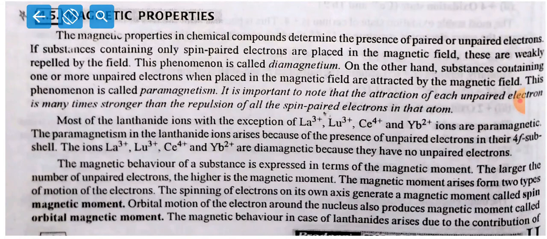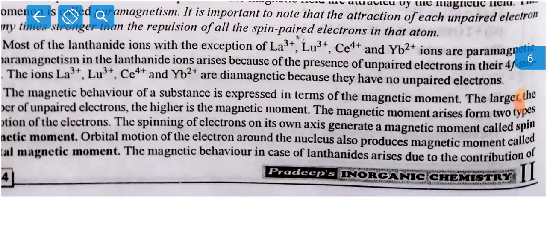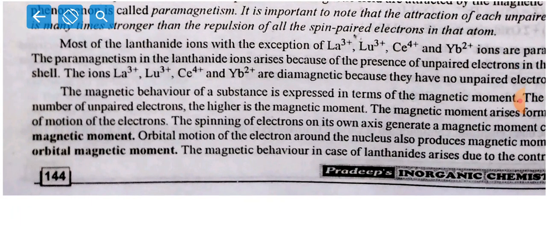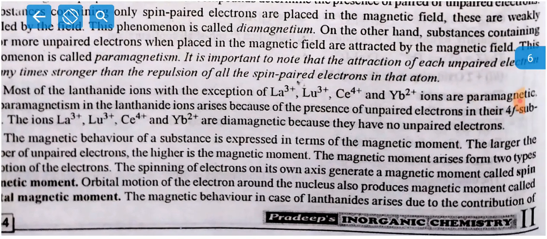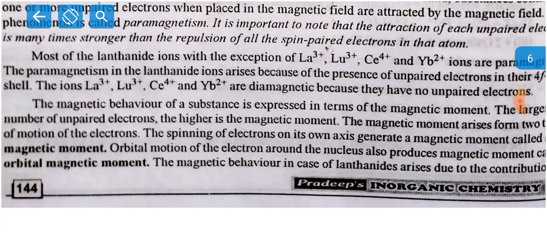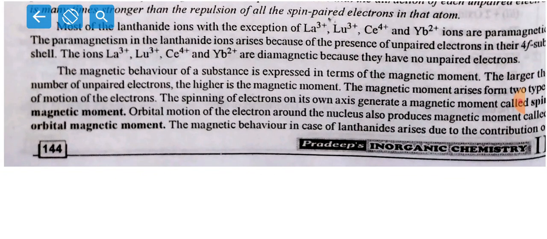It is important to note that the attraction for each unpaired electron is many times stronger than the repulsion of all the spin-paired electrons in that atom. Most of the lanthanoid ions, with the exception of lanthanum 3+, lutetium 3+, cerium 4+ and ytterbium 2+, are paramagnetic. The paramagnetism in the lanthanoids arises because of the presence of unpaired electrons in the 4f subshell. The ions lanthanum 3+, lutetium 3+, cerium 4+ and ytterbium 2+ are diamagnetic because they have no unpaired electrons.